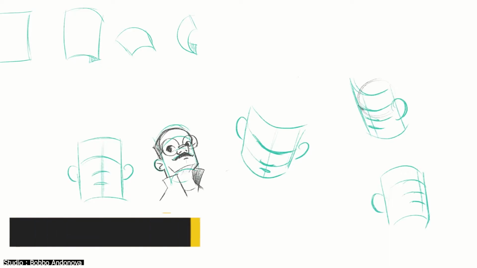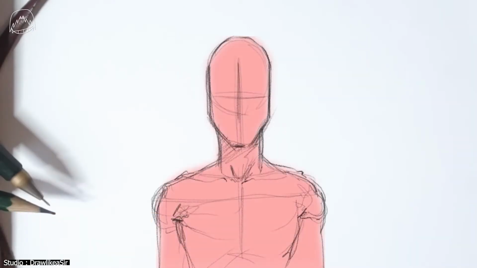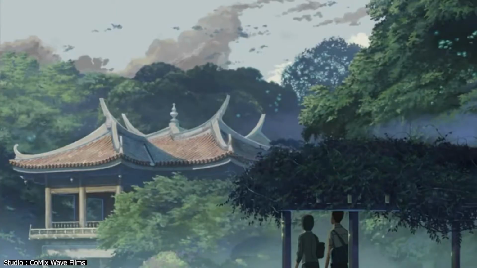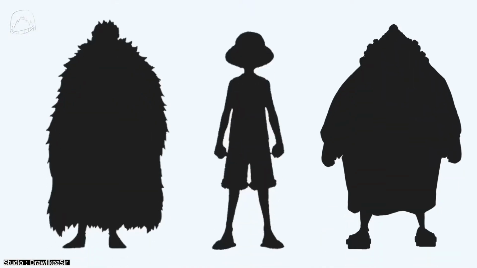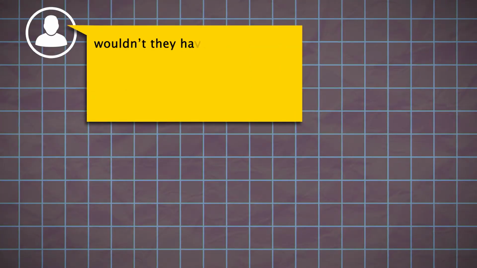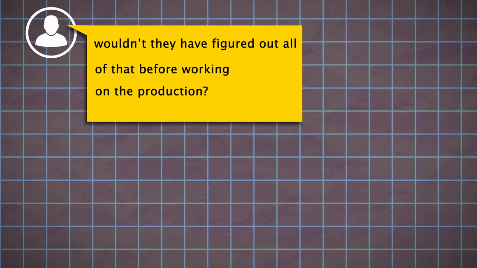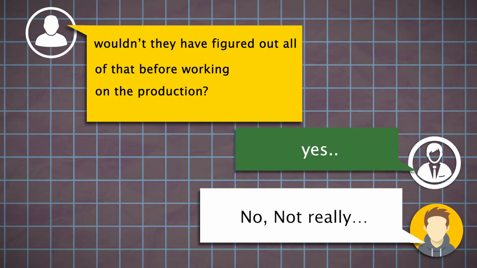After the final animatics are approved, they're sent over to a design team to figure out how the characters, props, and backgrounds would look like in the final animation, and create the proper reference sheets for the animators to work off of. Now, you might be wondering, wouldn't they have figured out all of that before working on the production? The answer to that is yes, but actually no, not really.